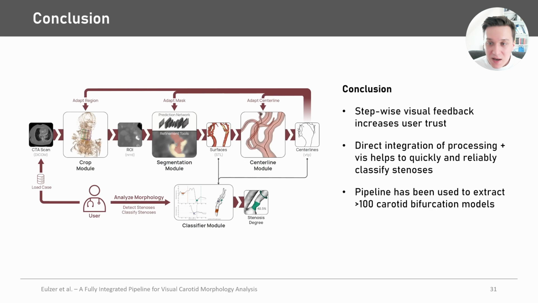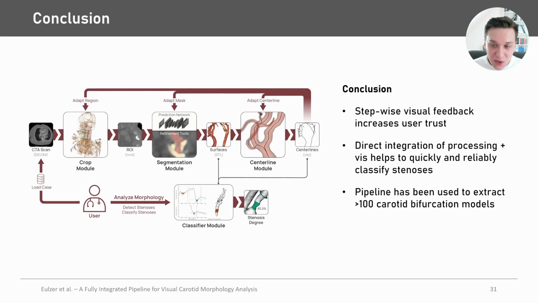So in conclusion, we showed how the concept of the integrated adaptive and modular pipeline architecture can be used. So we pair all pre-processing and vis stages of an analysis process, and we could show that by giving stepwise visual feedback, we can increase user trust in the results, and trust is extremely relevant for adoption and usage in medical applications, of course. We applied the pipeline to the context of stenosis classification, where we could demonstrate that the extracted models can be used to interactively detect and classify stenosis very quickly and very reliably.